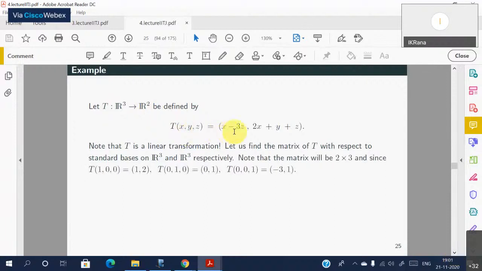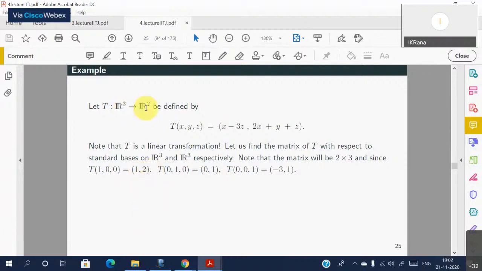x is 1, y is 0, z is 0. So T of 1 0 0 is 1 2. Similarly, T of 0 1 0, put the values, you compute it, is 0 1. And T of 0 0 1, the third element, is minus 3 comma 1. So 1 2 is the first column of the matrix representation.